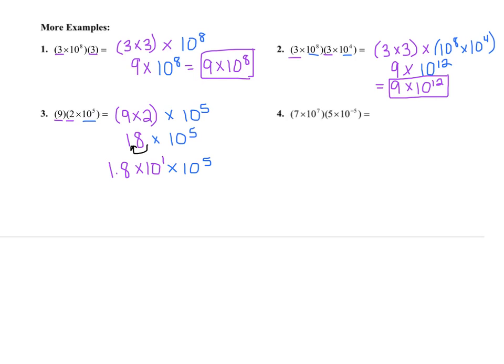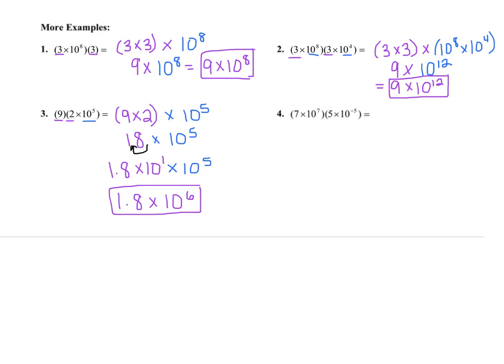Okay, so our last step, you want to add your exponents because the 10s are like bases. So we have 1.8 times 10 to the 6th power because 1 plus 5 equals 6. And that's your final answer. So let's look at example 4.